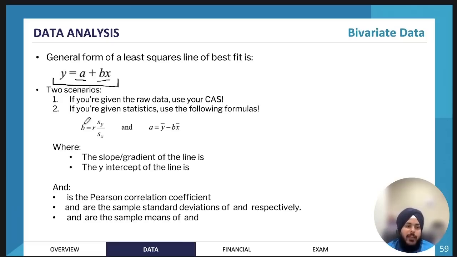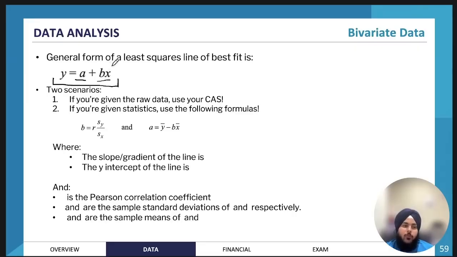And then once you've found b, you can then go ahead and determine a by using this formula over here. And then from there, we can determine the a and b value we can substitute into the formula. Just one thing about the least squares regression line, it's not going to be written as y and x. You will have to actually write what those variables are.